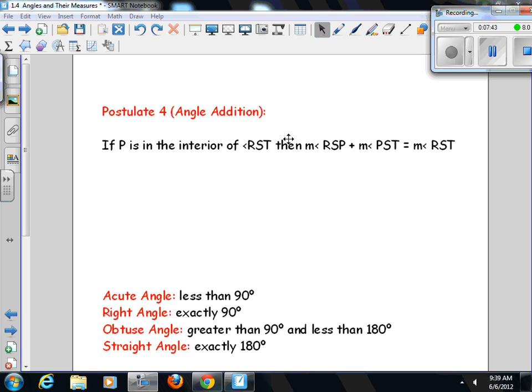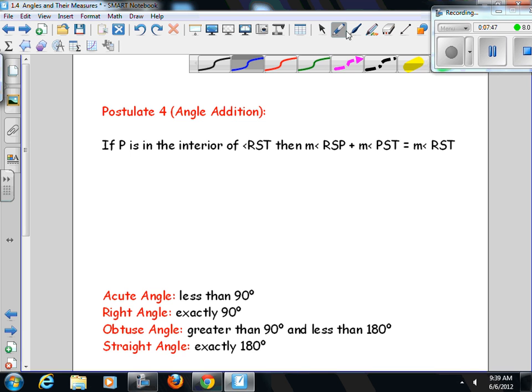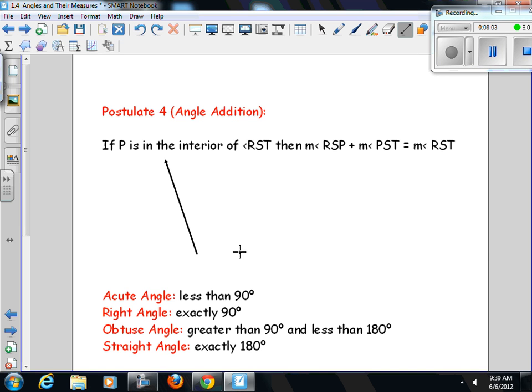The next thing we're going to be talking about is the angle addition postulate. And what it says is, if P is in the interior of angle RST, then the measure of angle RSP plus the measure of angle PST equals the measure of angle RST. And let's just draw a picture of what this could possibly look like.